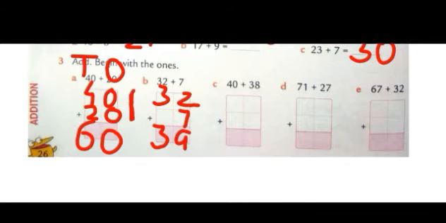Now, we will see the next example. 40 and 38. So let's write it first. 40 and 38. Always begin with the ones. So 0 plus 8. When 0 is added to any number, it gives the same number. So we will write here 8.